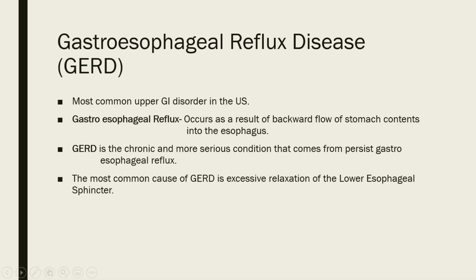So, gastroesophageal reflux disease, or GERD. It is the most common upper GI disorder in the U.S. Gastroesophageal reflux occurs as a result of the backward flow of stomach contents into the esophagus. Okay, GERD is the chronic and more serious condition that comes from persistent gastroesophageal reflux. The most common cause of GERD is excessive relaxation of the lower esophageal sphincter.